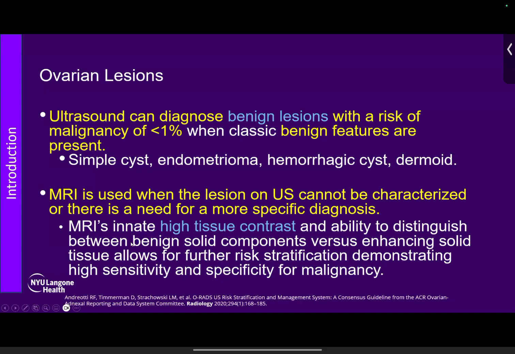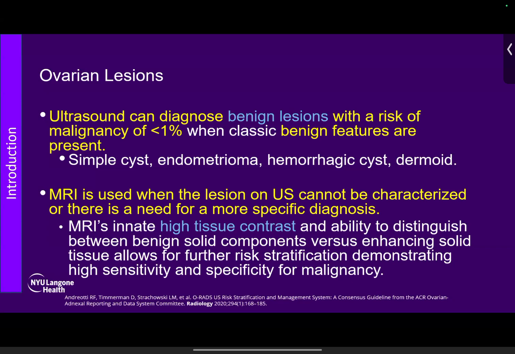So for ovarian lesions, ultrasound obviously is the mainstay first-line tool that we use in radiology to evaluate them. They can diagnose benign lesions very well, and you can also detect malignant or highly worrisome lesions too. It's kind of this middle ground where it's indeterminate, where it's the most challenging. I think that's where MRI is useful.